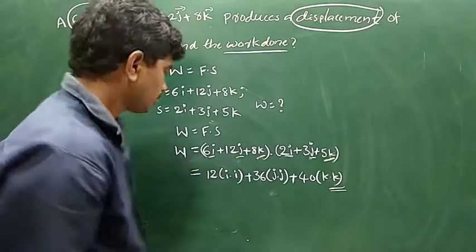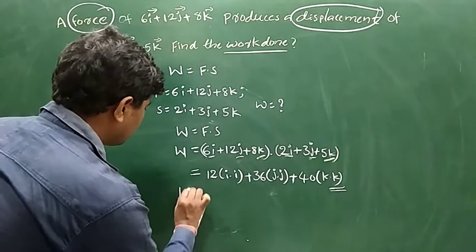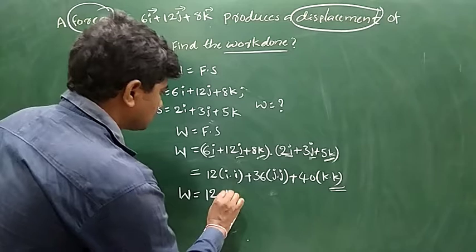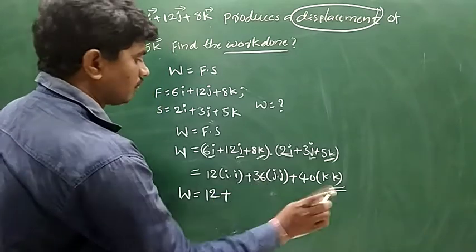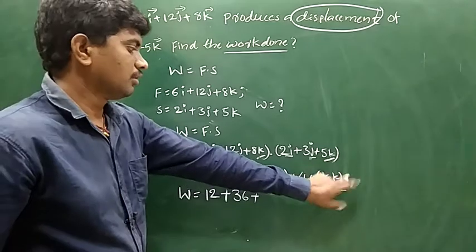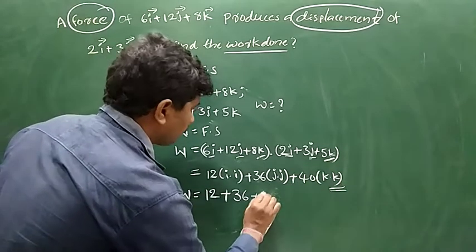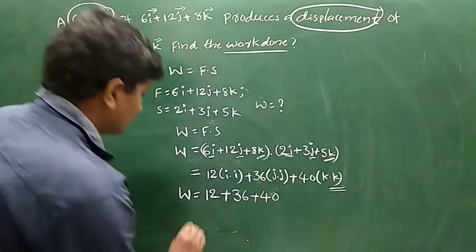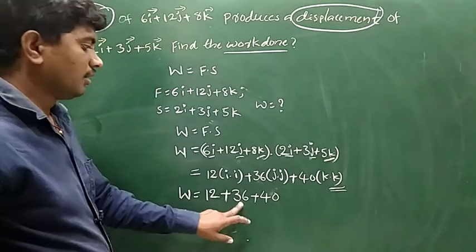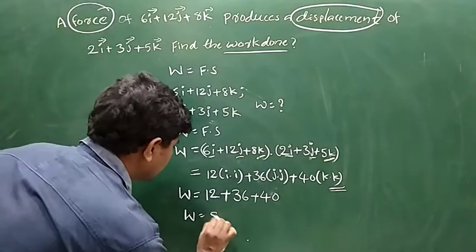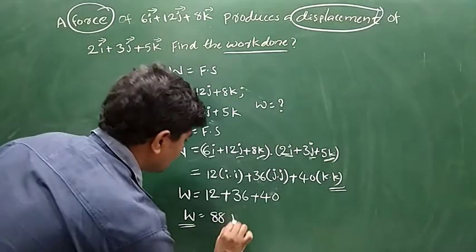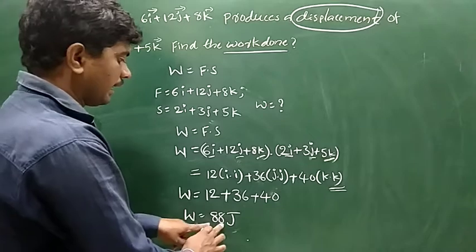Therefore, W equals 12 into i dot i, which is 1, plus 36 into j dot j, which is 1, plus 40 into k dot k, which is 1, so 40 into 1 equals 40. Finally, the answer: 12 plus 36 is 48, 48 plus 40 is 88. The unit of work done is joules. Work done is 88 joules.